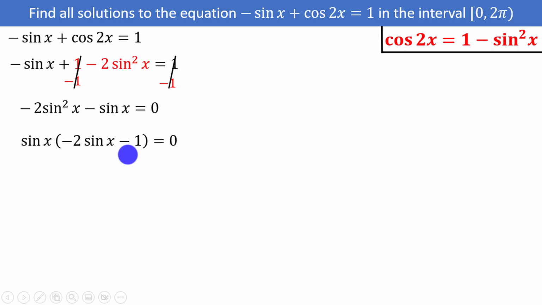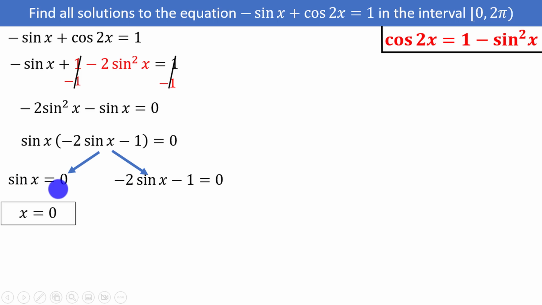We can verify that we factored correctly because sine of x times negative 2 sine of x is negative 2 sine squared of x, and sine of x times negative 1 is equal to negative sine of x. By the zero product property, we can split this into two problems. We have sine of x is equal to 0, and negative 2 sine of x minus 1 is equal to 0. We know that sine is equal to 0 twice on one revolution of the circle. Once at 0, and another time at pi. So our two solutions related to this equation are x is equal to 0 and x is equal to pi.